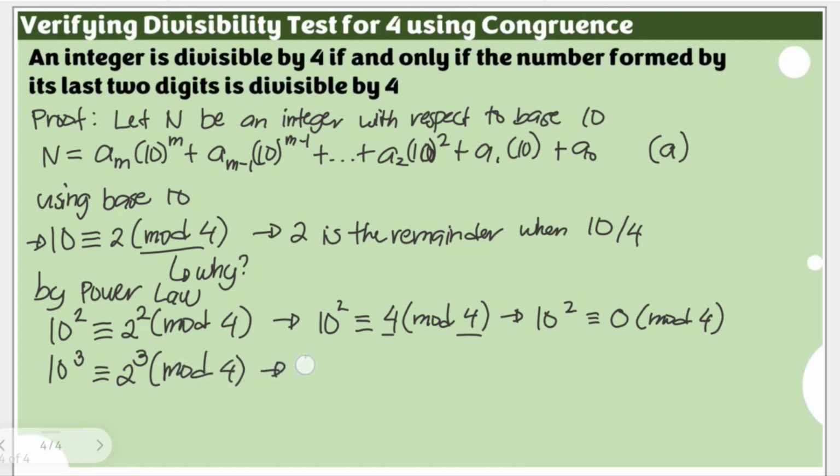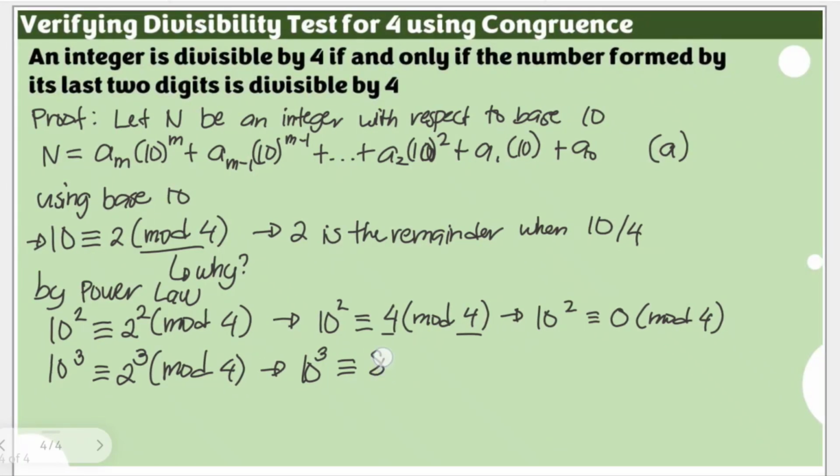This means 10 cubed is congruent to 8. Sorry, that's 8 modulo 4 because that's 2 cubed. And 8 again is divisible by 4. So 10 cubed is also 0 modulo 4. So these are the important concepts for remainders.